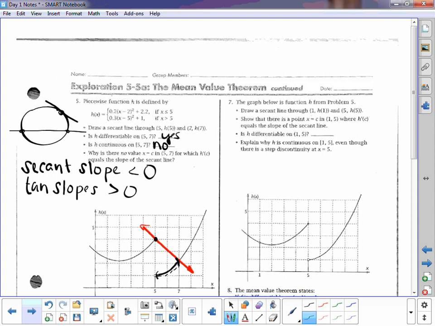So again, here we have a piecewise. Notice that it failed one of my conditions of differentiable and continuous. This time it failed continuity. But notice it did fail it, and we didn't have a parallel tangent line.